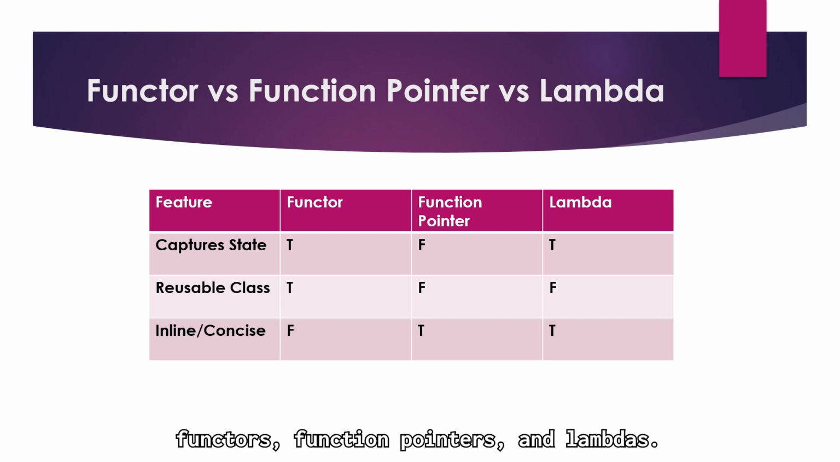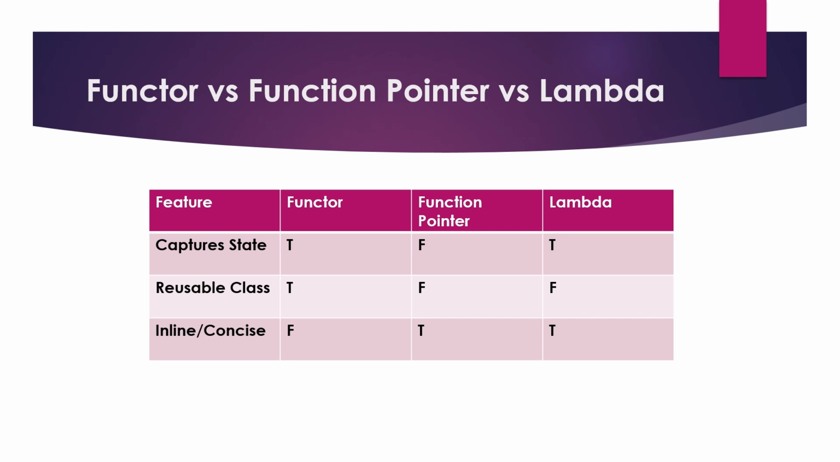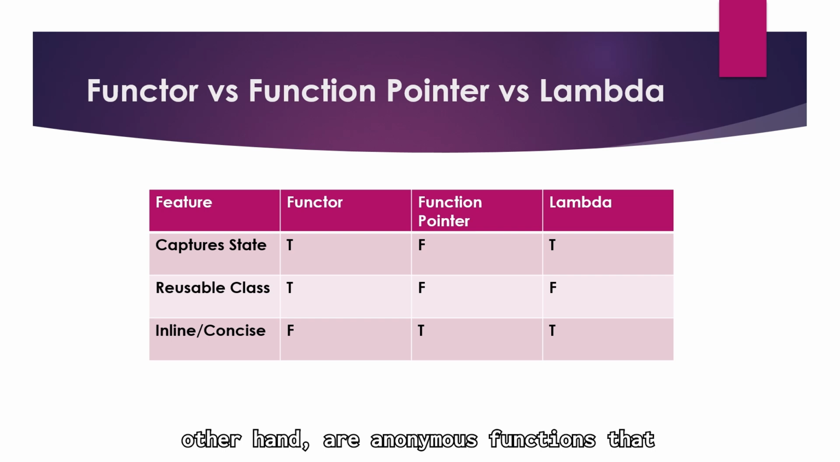It's important to distinguish between functors, function pointers, and lambdas. Each of these has unique features and advantages. Functors, as we have discussed, are objects that can store state and offer reusable logic. Function pointers are more lightweight and concise, but they cannot capture state or store data. Lambdas, on the other hand, are anonymous functions that can capture variables from the surrounding scope. The key difference between functors and lambdas is that functors are more reusable since they are full-fledged classes. Function pointers are typically used when you need to pass around simple function references. Knowing the differences helps us decide which to use in various situations.